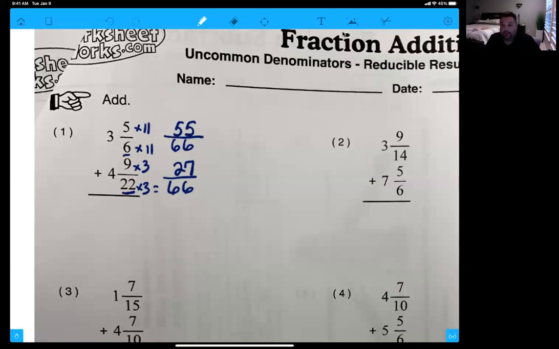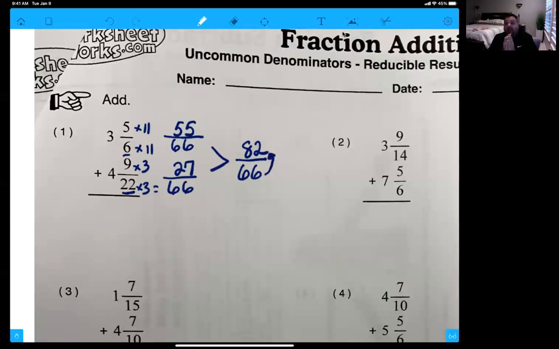Now's when you've got to go slow and you really got to pay attention, because this is kind of the part that we talked about the last couple days that you guys might not be that prepared for. Now we can add these, right? The denominator stays the same. If we add 55 and 27 together, you'll get 82. We've said this before. This is like a division problem, right? This 66 goes into the 82.